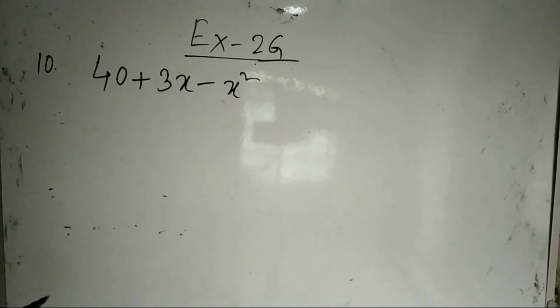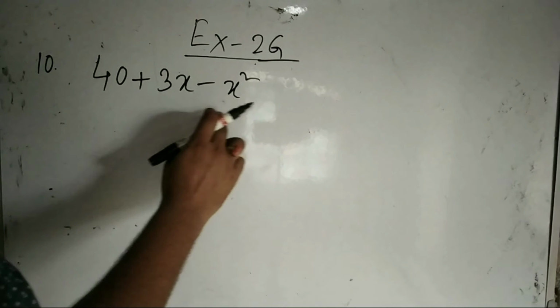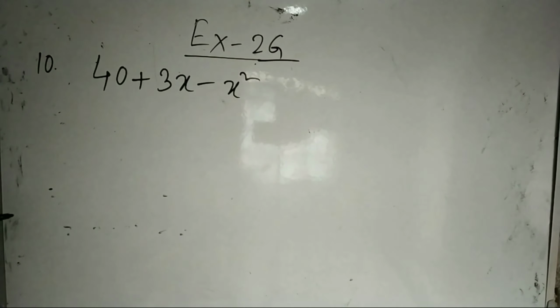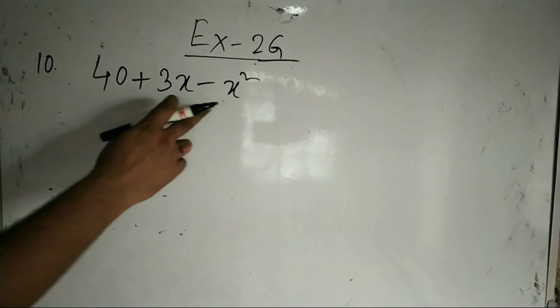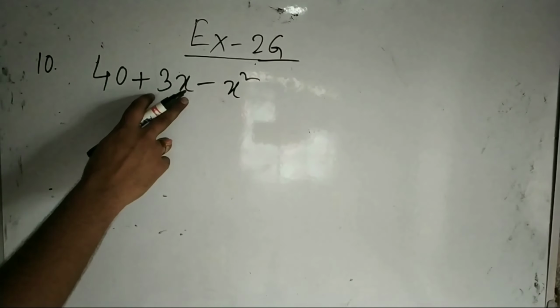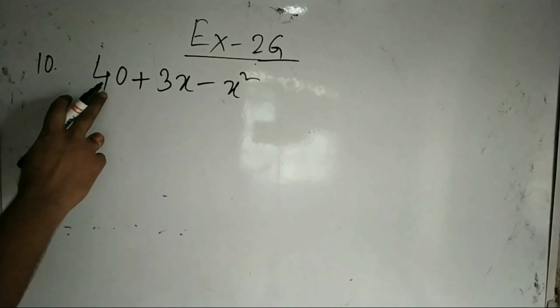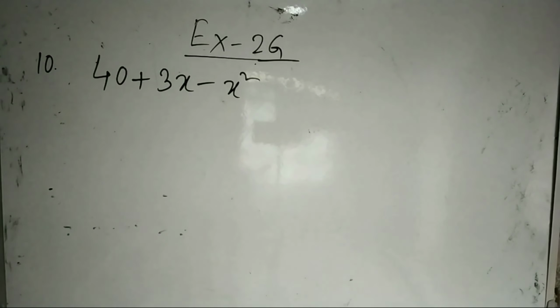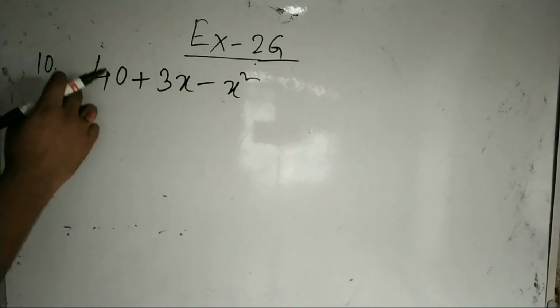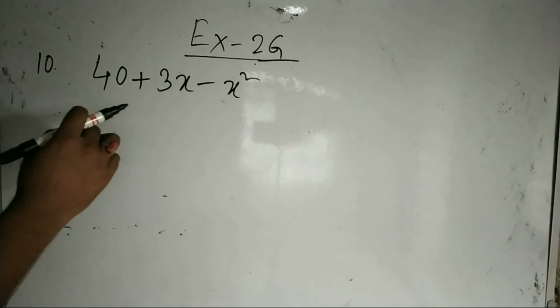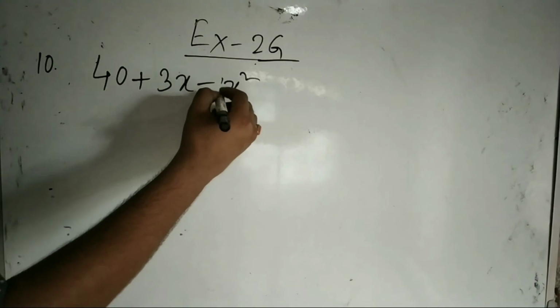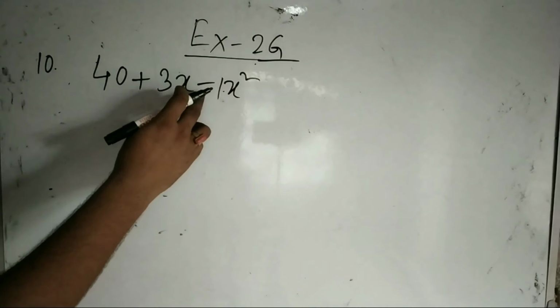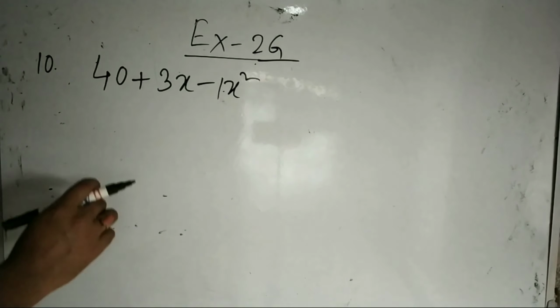In the next question, question number 10, look, the arrangement is different. The x square term is at the last, 3x is in the middle, but the constant number is at the beginning. Here also we will apply the same method. This number is important, the coefficient of this term is important, that is 1, and this sign is minus.